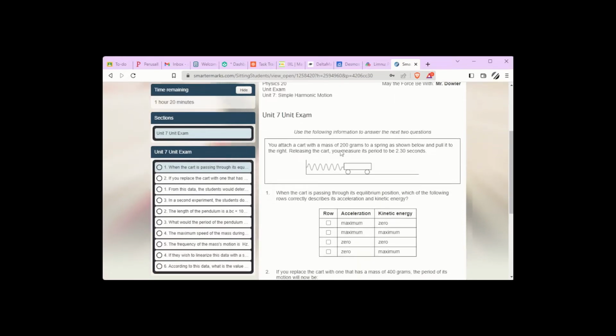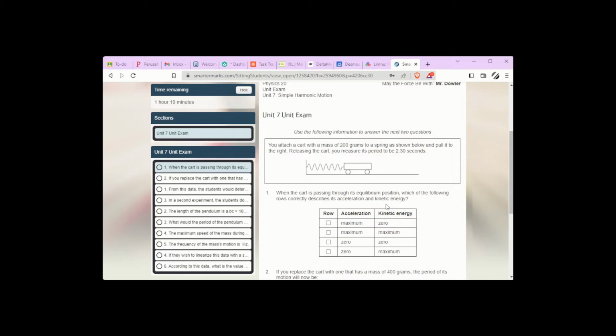So you attach a cart with mass of 200 grams to a spring as shown below and pull it to the right. Releasing the cart, you measure its period to be 2.30 seconds. When the cart is passing through its equilibrium position, which of the following rows correctly describes its acceleration and kinetic energy?